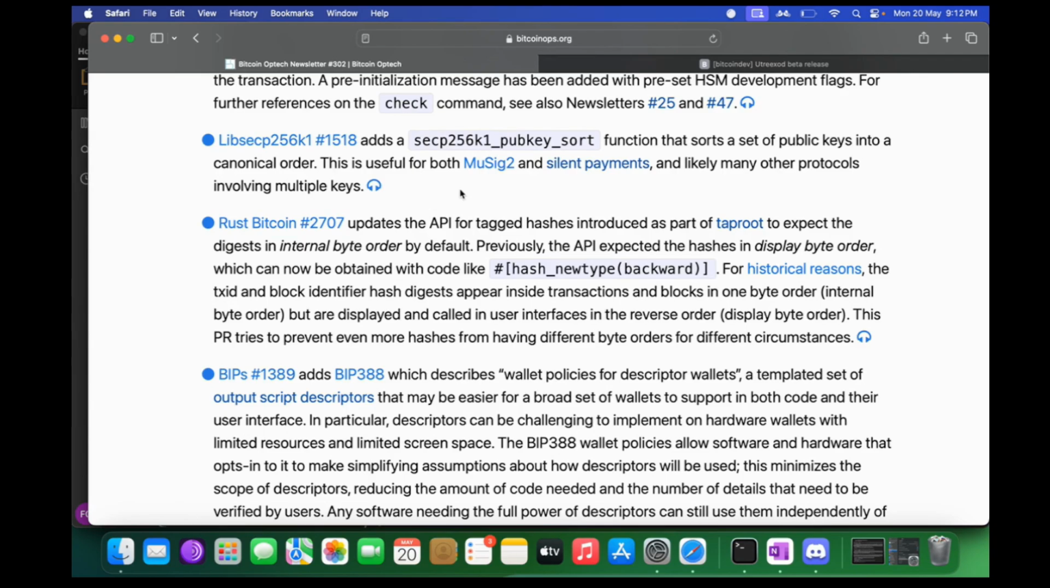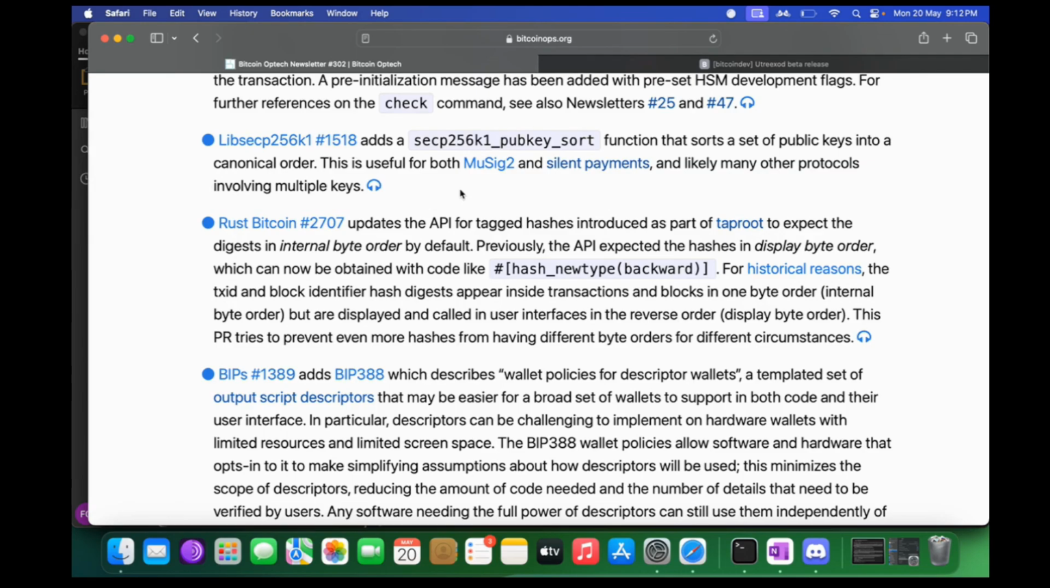So if it's Alice's public key, Bob's public key, Charlie's public key, then the unlocking script should have Alice's signature, Bob's signature, and Charlie's signature. The order cannot be reversed. Now, what happens when we're talking about MuSig2 and silent payments, right? In these situations, multiple public keys are aggregated, and on the blockchain, you have only one public key. And multiple digital signatures are aggregated, and on the blockchain, you have only one digital signature.